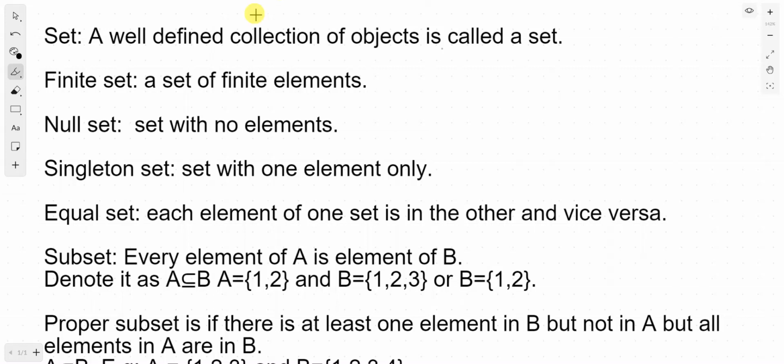Let us understand this with an example. Let's say we have a set A which equals {1, 2}, and we have a set B which equals {1, 2, 3}, or {1, 2}. So A is a subset of B because every element of A is in B. So A will be said to be a subset of B.